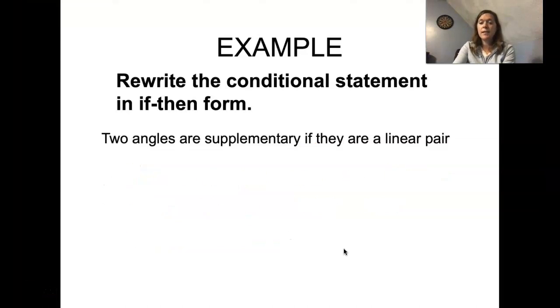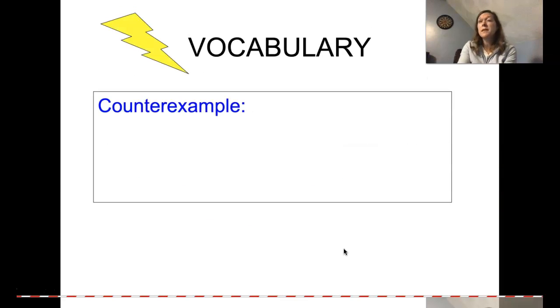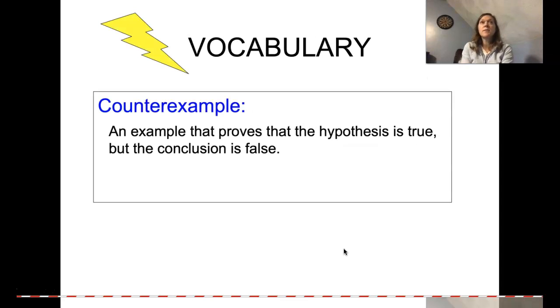Okay, so conditional statements. The reason why it's important to be able to write things as conditional statements is that sometimes you're going to be asked to come up with a counterexample. A counterexample is an example that proves that the hypothesis is true, but the conclusion is false. So once I have it in that if-then form, my counterexample needs to be true for the if, but false for the then part, the conclusion. If we have it in if-then form, it makes coming up with counterexamples a lot easier.